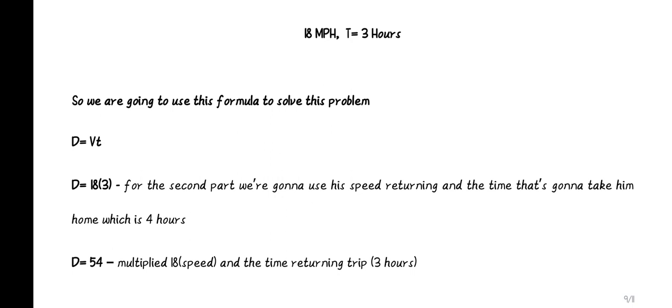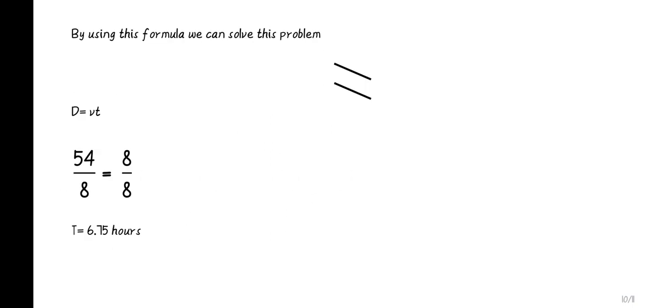For the second part, we're going to use his speed returning and the time that's going to take him home, which is 3 hours. So distance is equals to 54. So we multiplied 18, or the speed, and the time of the returning trip, which is the 3 hours. So next, by using this formula, we can solve this problem.